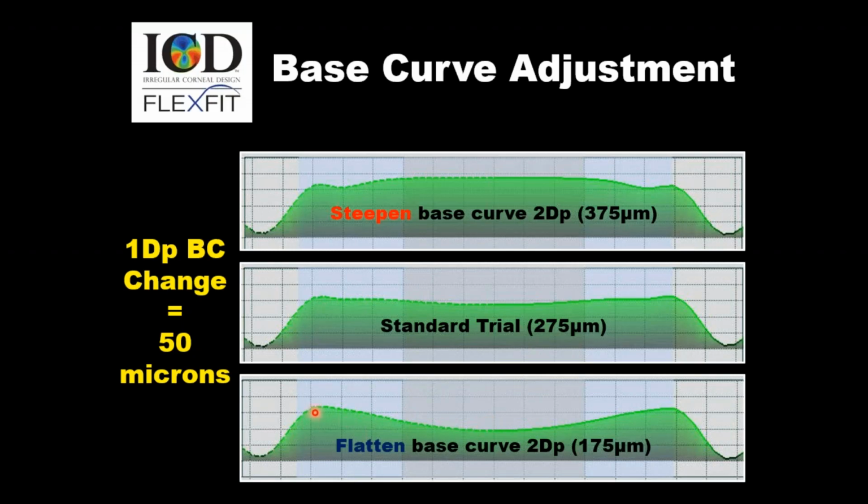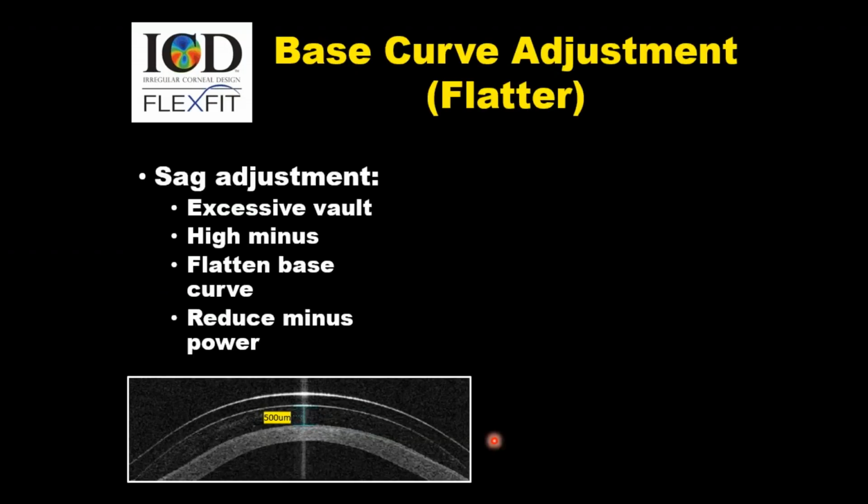But one thing that's interesting is notice this junction point here, here, and here. If we change the base curve, we are not altering the peripheral corneal clearance zone, the limbal clearance zone, or the landing of the lens. Altering the base curve by itself simply raises or lowers the central vault of the lens.